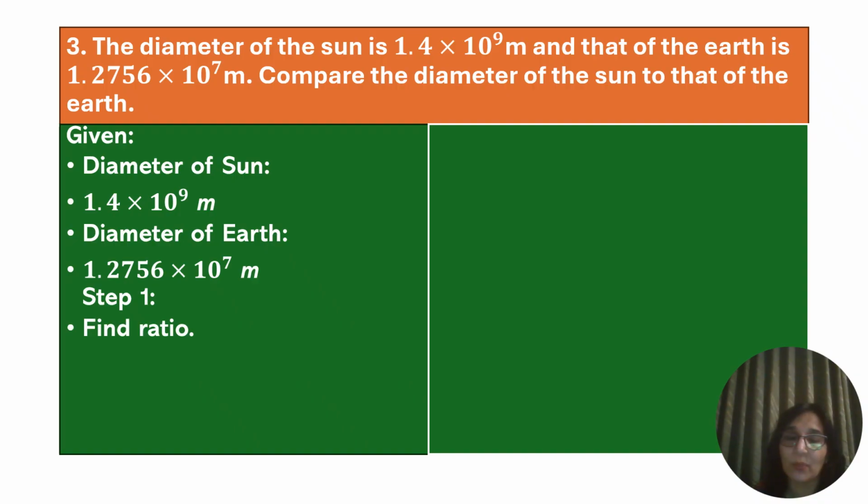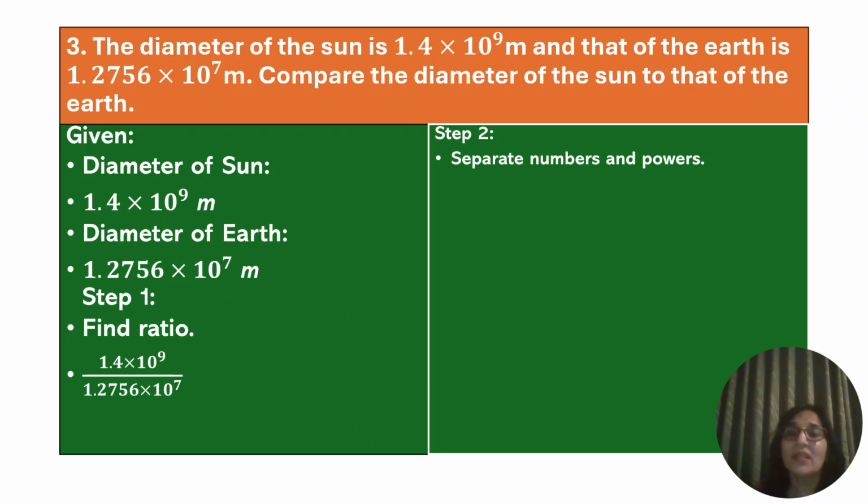What is step number 1? Find the ratio. Now, how do you know whether you have to find the ratio? Whenever the question asks to compare, we need to find the ratio. So the ratio means 1.4 into 10 to the power 9 divided by 1.2756 into 10 to the power 7. What is step number 2? Now you have written the ratio.